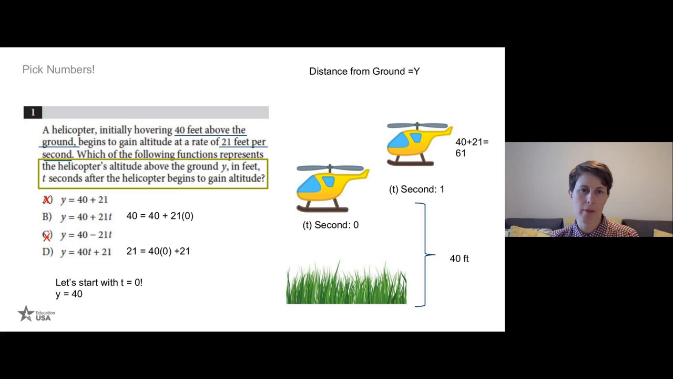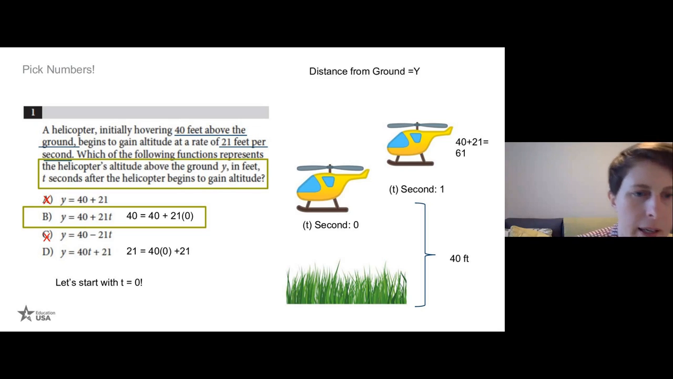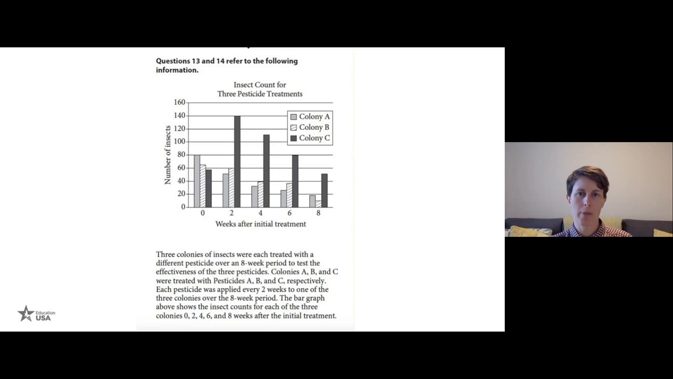All right, great job, everyone. So if you plug the numbers through, and you put in your zero for t, and you solve the problem, you would get 40 as your y, which is what we were looking for, and that is correct. Great work. Now, let's finish off with a data set problem, okay?